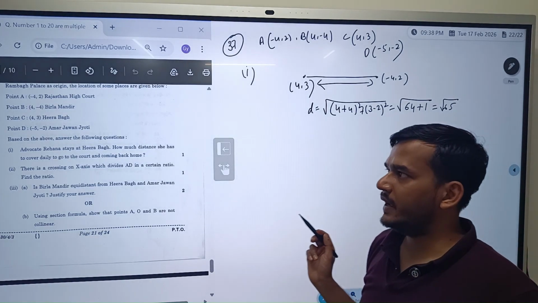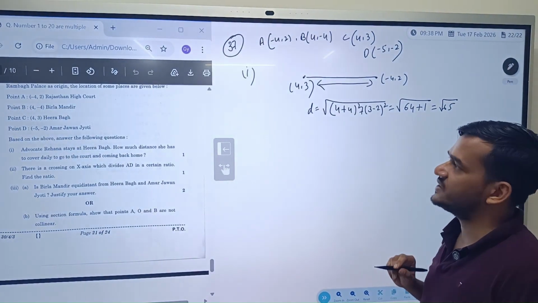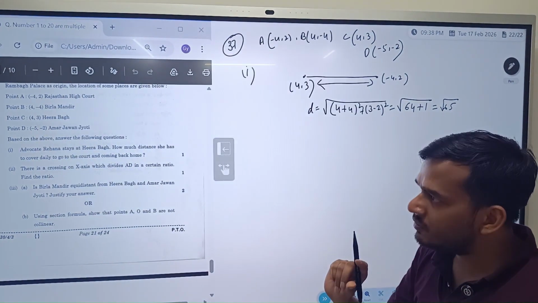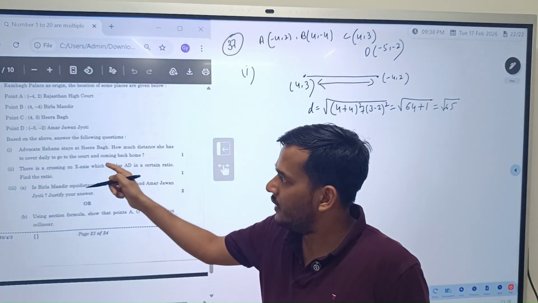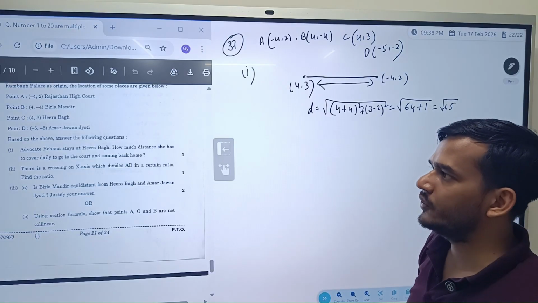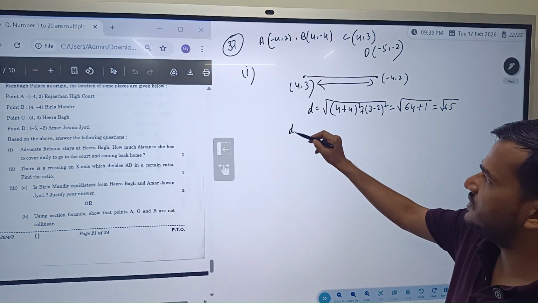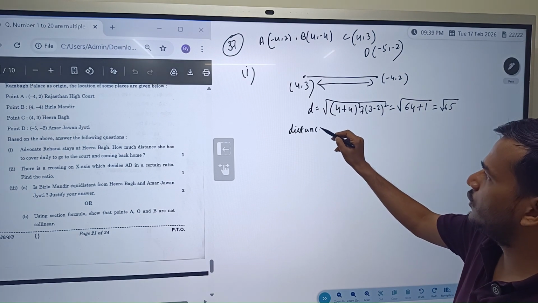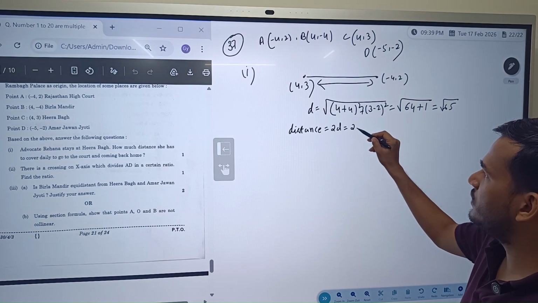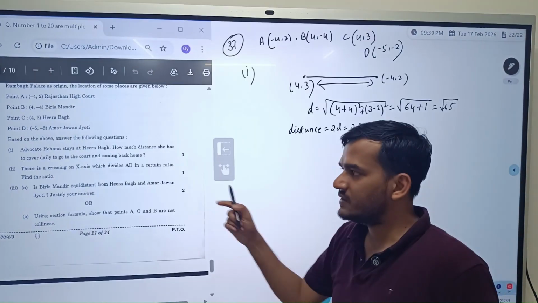But root 65 is the distance between Hira Bagh and Rajasthan High Court. But she has to cover twice of that because she is going from Hira Bagh to court and then returning from court to Hira Bagh. So total distance in this case is equal to 2D, that is 2 root 65. This is the answer for the first part. Second part.